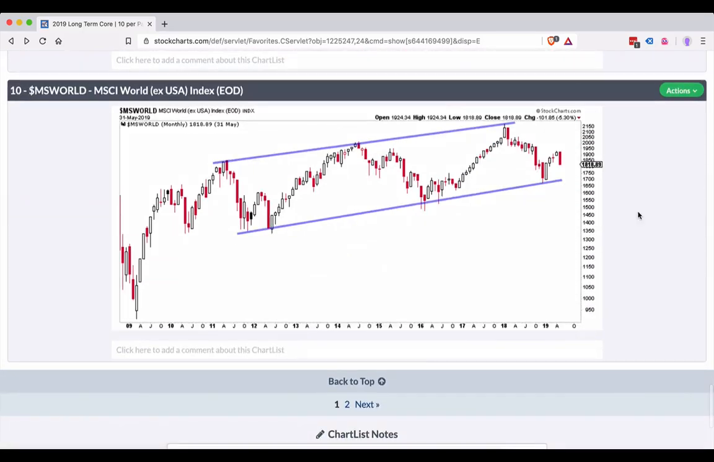So if we go to our next index here, we're looking at the MSCI World ETF. So this is basically world equity markets minus the United States. And if we look at this action here, it's still pretty weak looking. It has been underperforming US markets for a while, but certainly since the start of 2018 anyway.